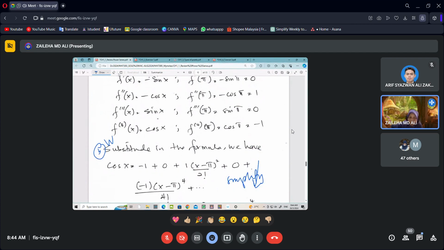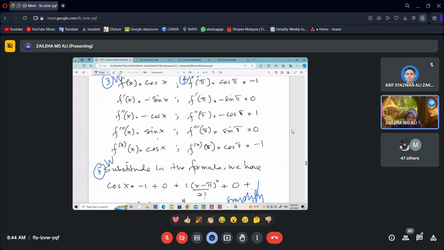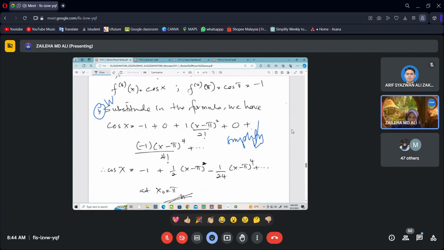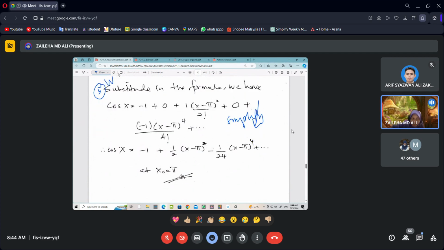Okay, ada kosong, letaklah kosong. The second term is 0, so you put 0. The third term is 1, darab x minus 5, power 2, don't forget the factorial and it goes on. When you simplify, you dapat negatif 1 dengan 1, kosong buang je lah terus. Kan? X minus 5 over 2 dapat ini dan power 4.